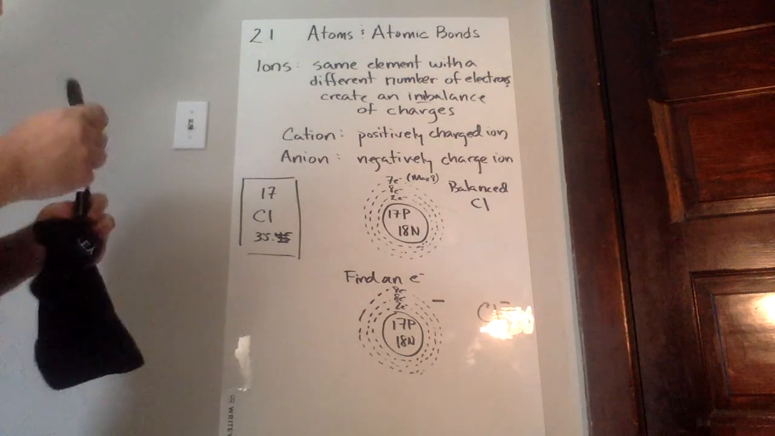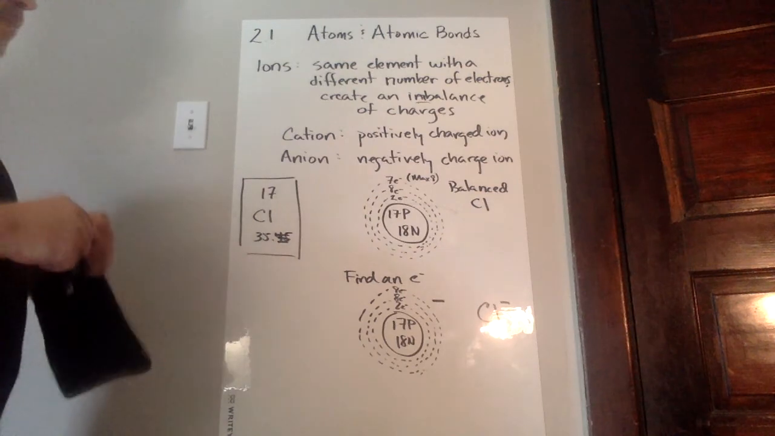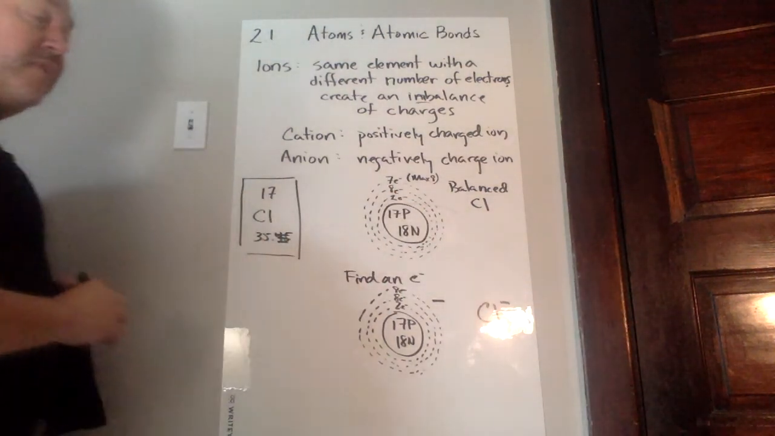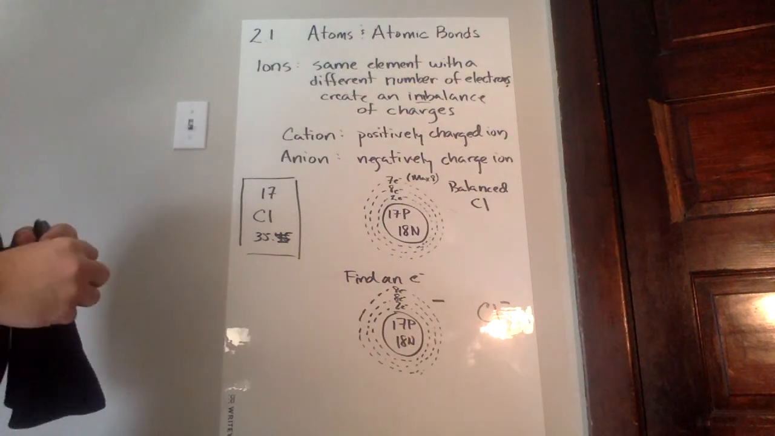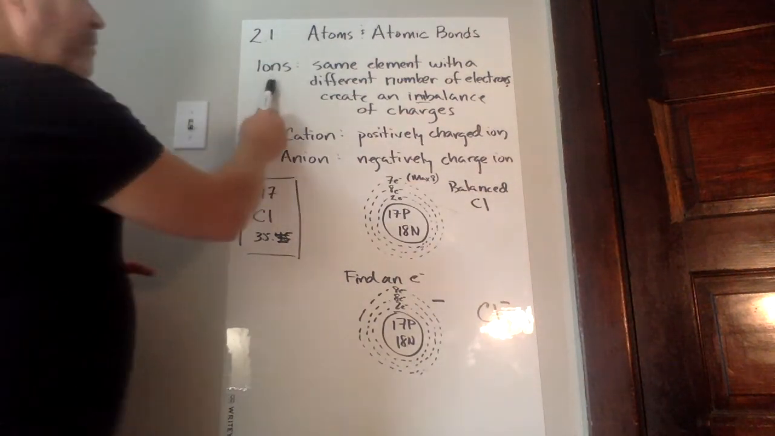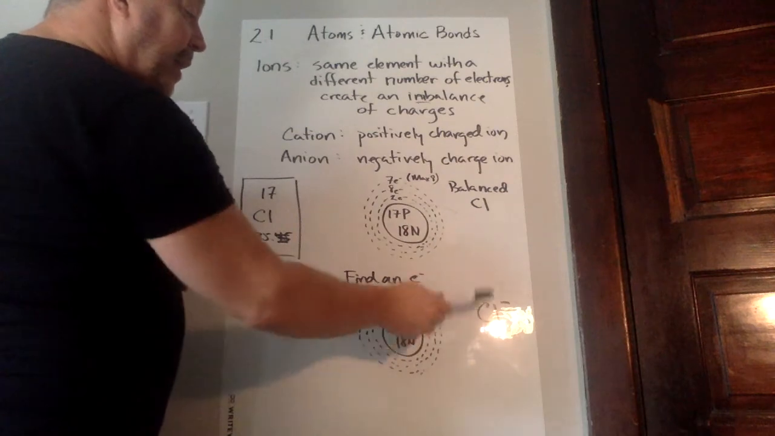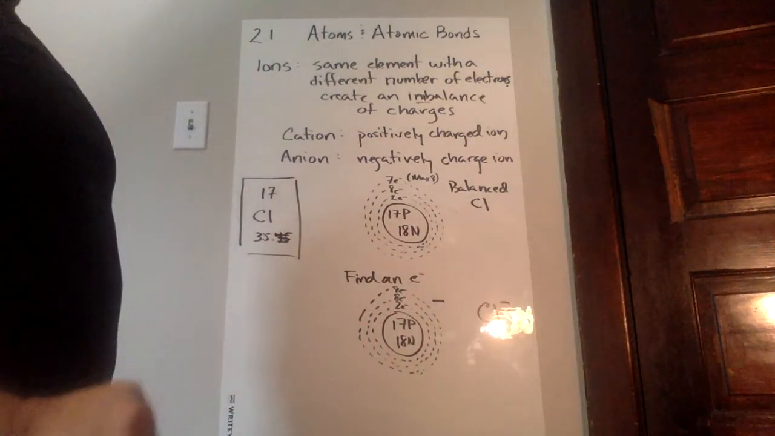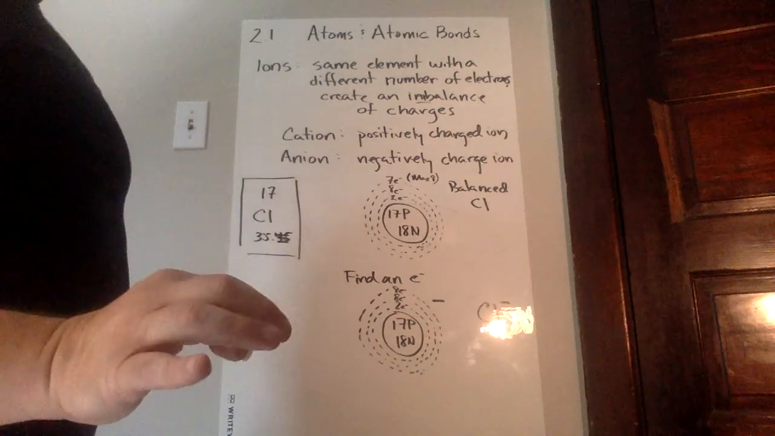So atoms in their balanced state will look like this. But we can change the number of neutrons. And if we do, we get an isotope. Or we can change the number of electrons, and we can get ions. Protons, however, will never change.